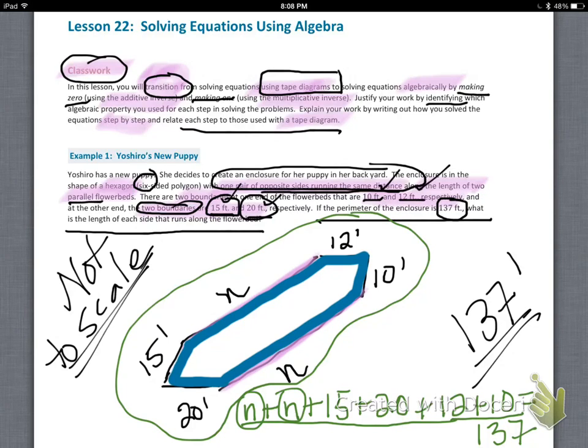So let's go ahead. Next thing I'd like to do is draw a tape diagram to go along with this equation. So why don't you pause right now and give that a whirl, and come on back, and I'll have one waiting for you.